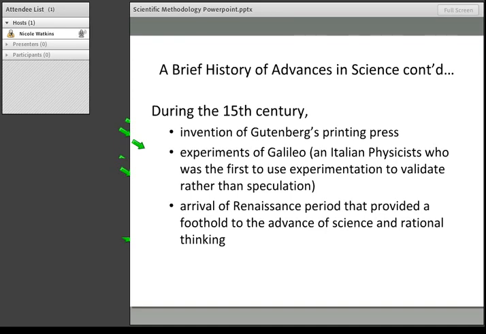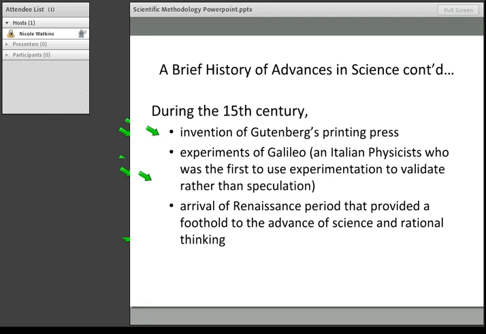So during the 15th century now, as we're moving forward, you have the invention of the Gutenberg's printing press. And when this printing press was invented, science made a huge leap forward. People were now able to communicate with each other across distances. So what does this mean about science? We were able to make observations and share this discourse with others around the world.